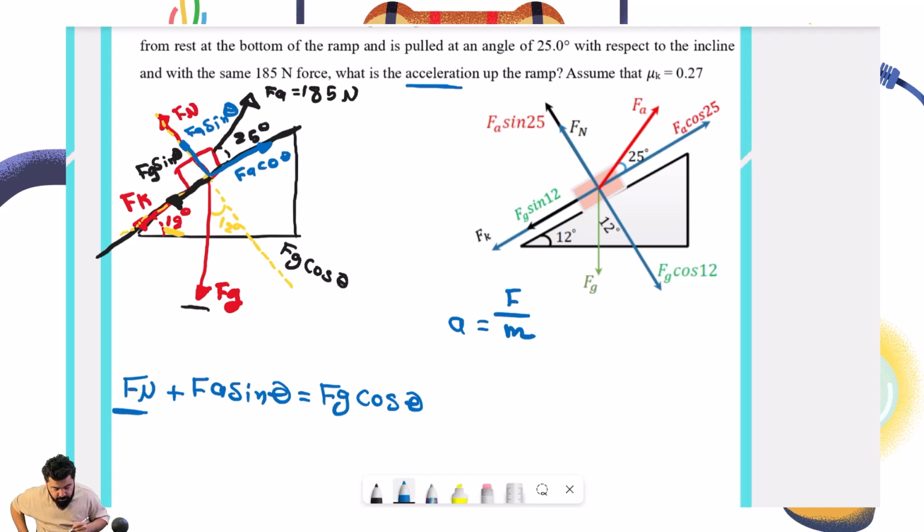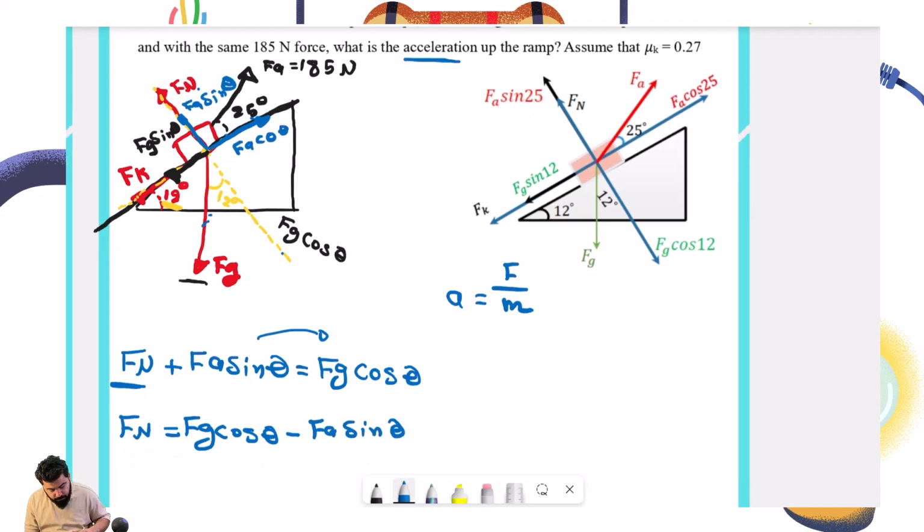We're trying to find Fn. Let's make sure we have everything. We have Fn, which is from the forces applied, and we have Fg cosine theta, which is from the weight of the object. So Fn is going to be what? Take this to the other side. Fn is equal to Fg cosine theta minus Fa sine theta.